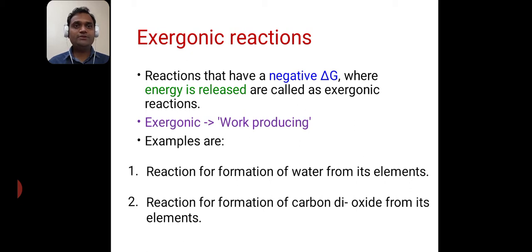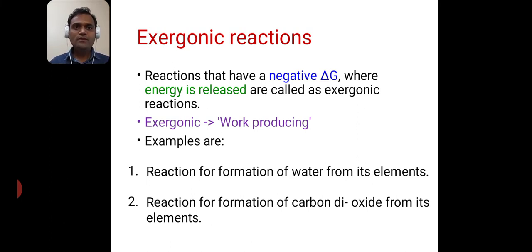Now what is its definition? See, reactions that have a negative delta G, that is delta G is less than 0, where energy is released, are called exergonic reactions. Here exergonic means work producing. In such types of reactions energy is released, so that energy can be used for further processes. So such reactions are work producing; they may produce work again. Okay, so that is the meaning of the word exergonic: work producing.